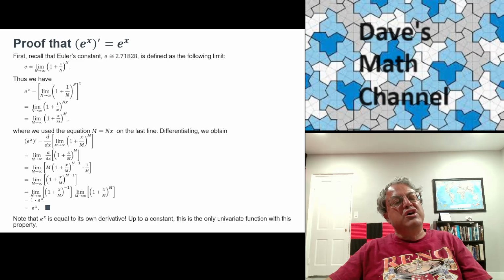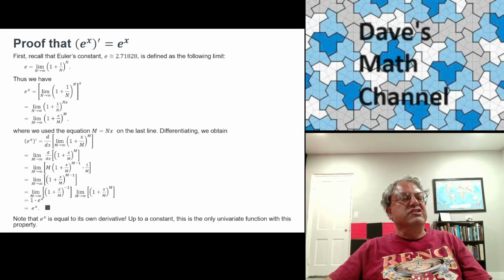But now we have to multiply that by g prime of x. Don't forget that g of x was 1 plus x over m. That means its derivative is 1 over m. So now this is kind of nice. We have a factor of m and a factor of 1 over m multiplying each other, so they cancel. And we're just left with the limit as m goes to infinity of 1 plus x over m to the m minus 1. And then we can just do a little manipulation here.